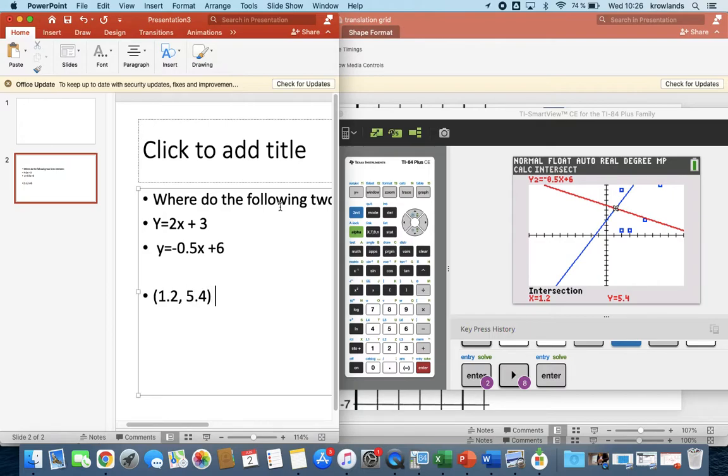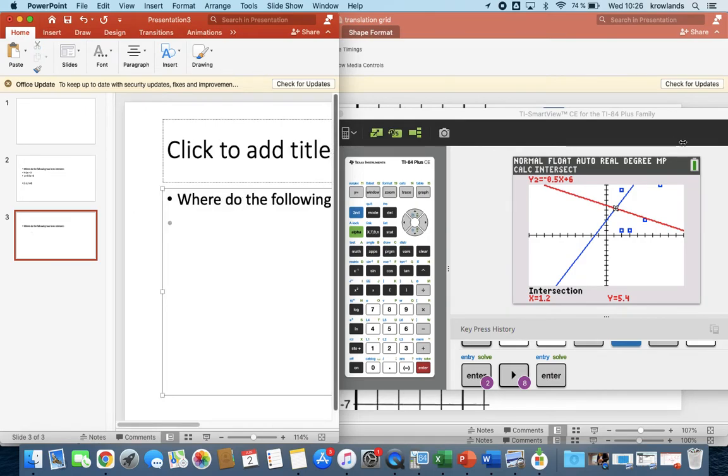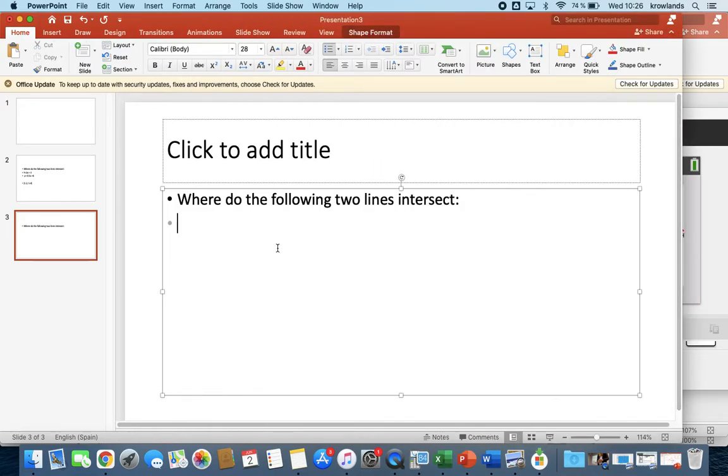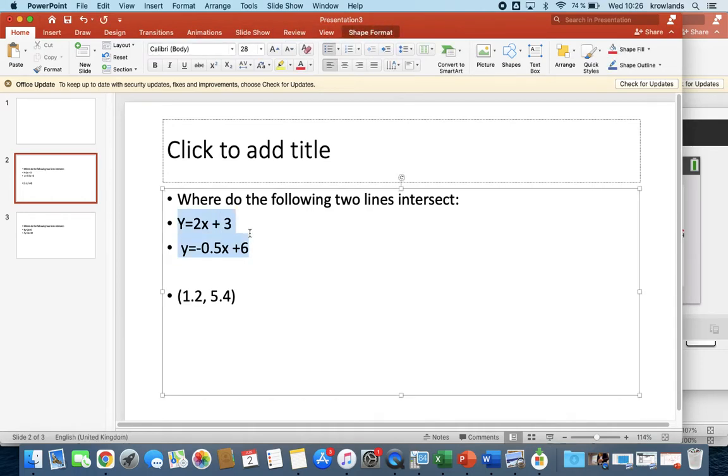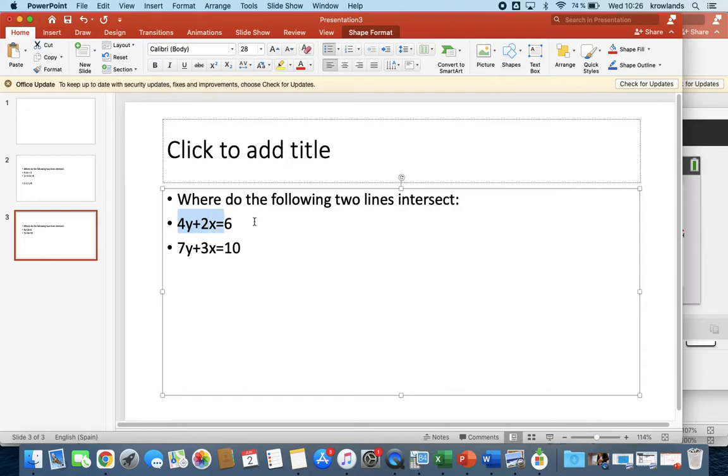Now, you may have a slightly different question than this. You may be asked where some lines intersect, but this time they're given in a different format. So watch what I'm going to type here. You may be asked, where do the following lines intersect? Now, you need to have a think about how this is different from the previous question. Hopefully you noticed that in these questions we have the y equals as the subject of the formula, and in this one we have the y and x on one side and the number on the other.